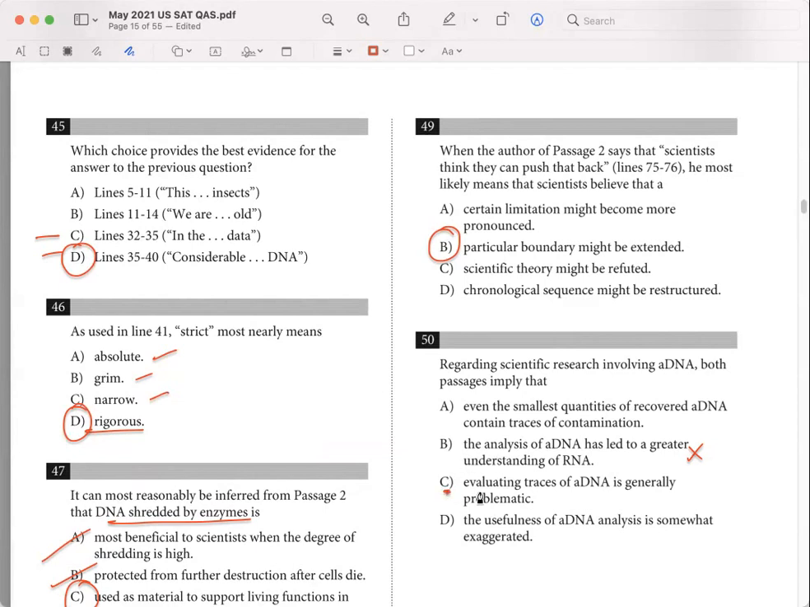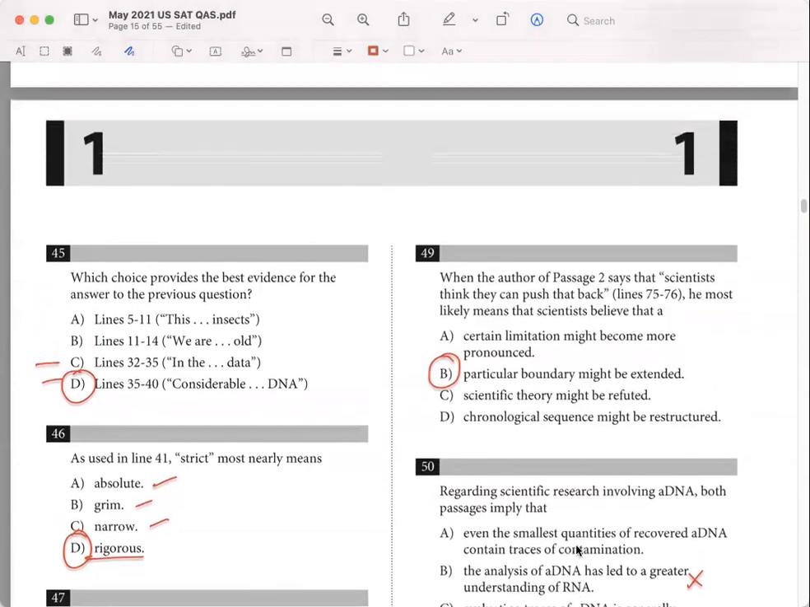The usefulness of eDNA analysis is somewhat exaggerated. No, I don't think they call its usefulness exaggerated. The first person has a cautious approach to analysis and being able to decontaminate eDNA, but the usefulness is not exaggerated.